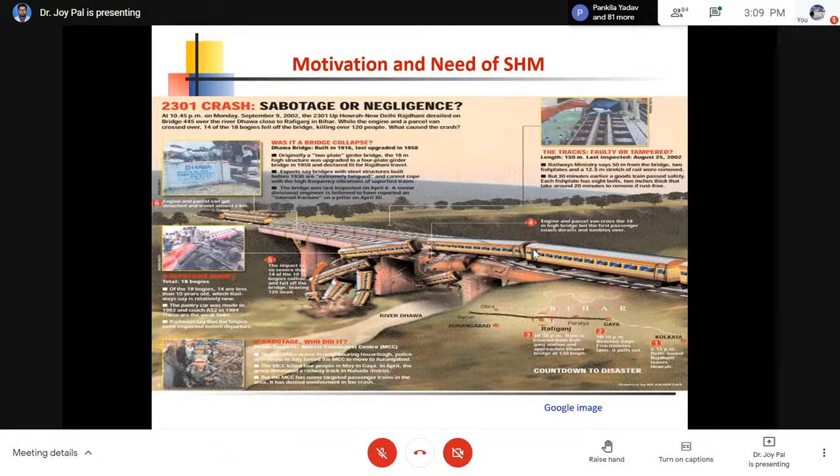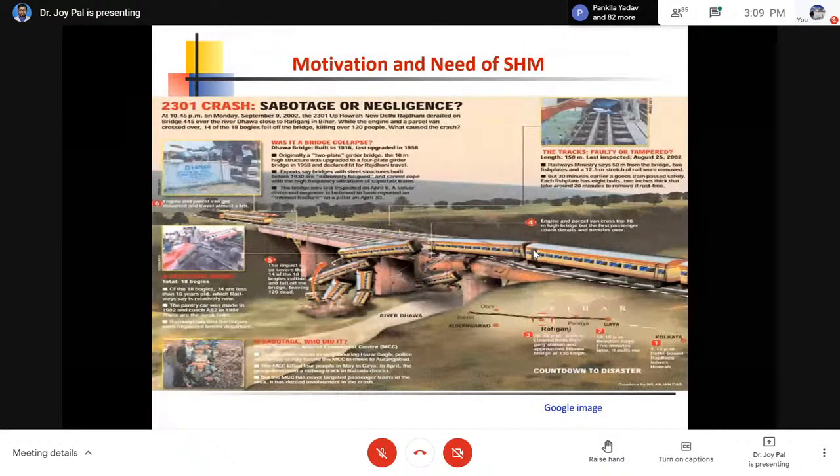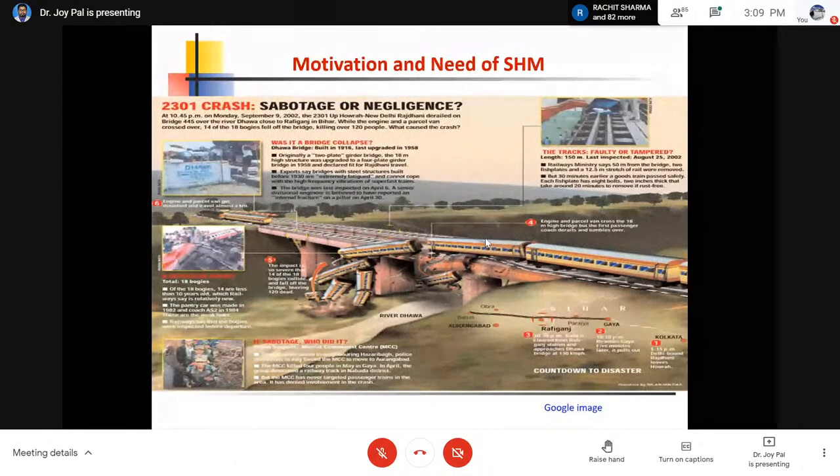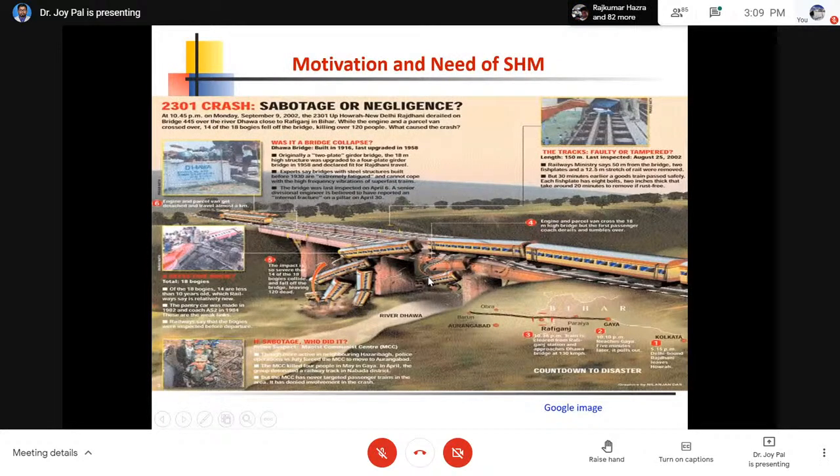And it was reported that some engineers had also marked some cracks in the pillar on April 6, just around 2-3 months earlier to the accident, or April 30. So this is what happened in the case of this bridge.